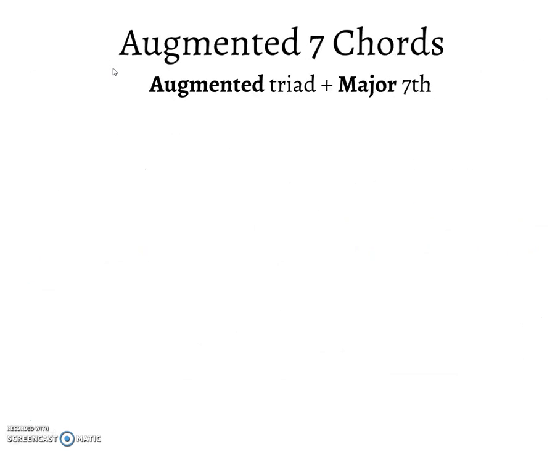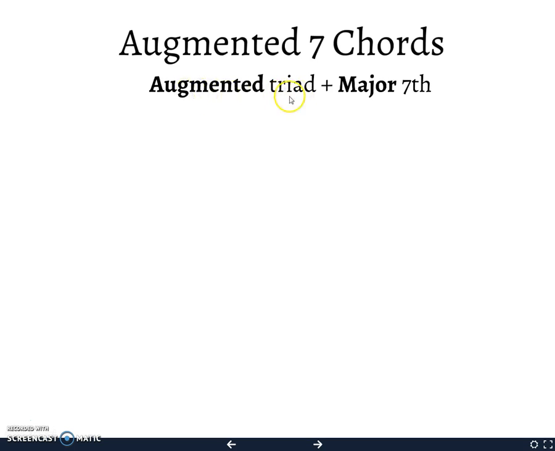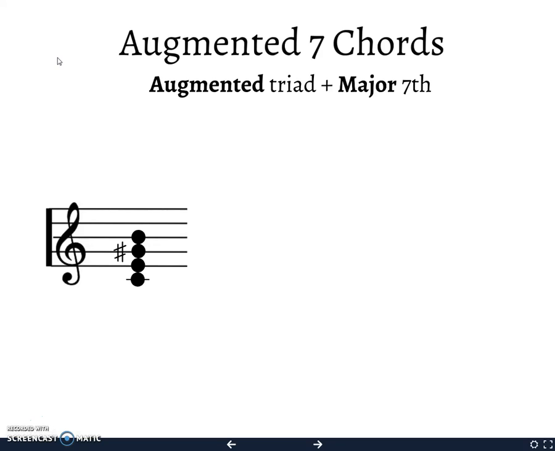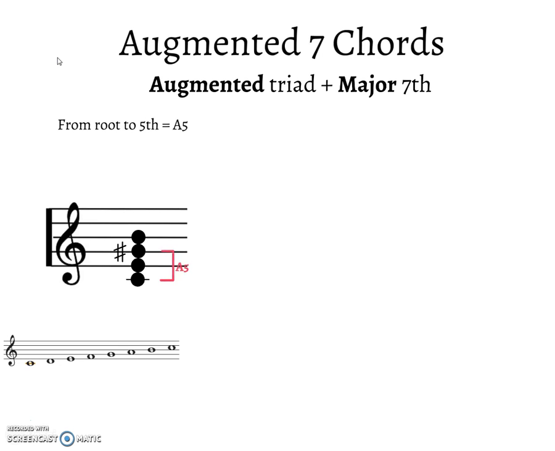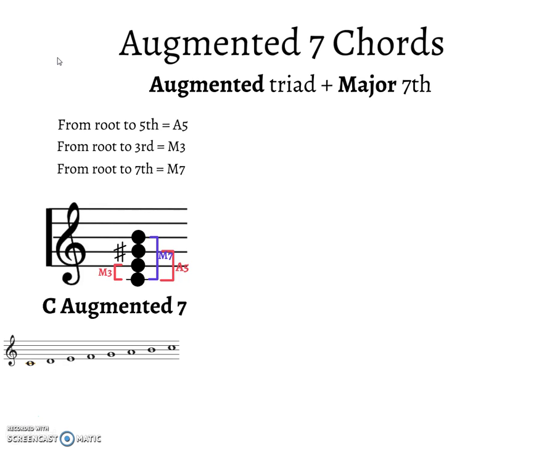Augmented 7th chords are made up of an augmented triad and a major 7th. Here's what it sounds like. Also kind of spooky. We need an augmented fifth, a major third. That's our augmented triad right there, and then major 7th on top. C augmented 7 chord.